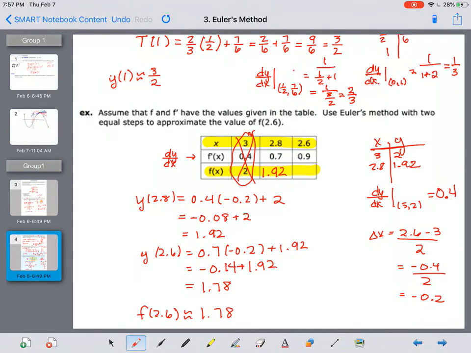Okay, so that's Euler's method. Remember, there's 3 things I wanted you guys to work on: your FRQ, finish out these notes, and then if you have time, start the practice that starts on the next page.